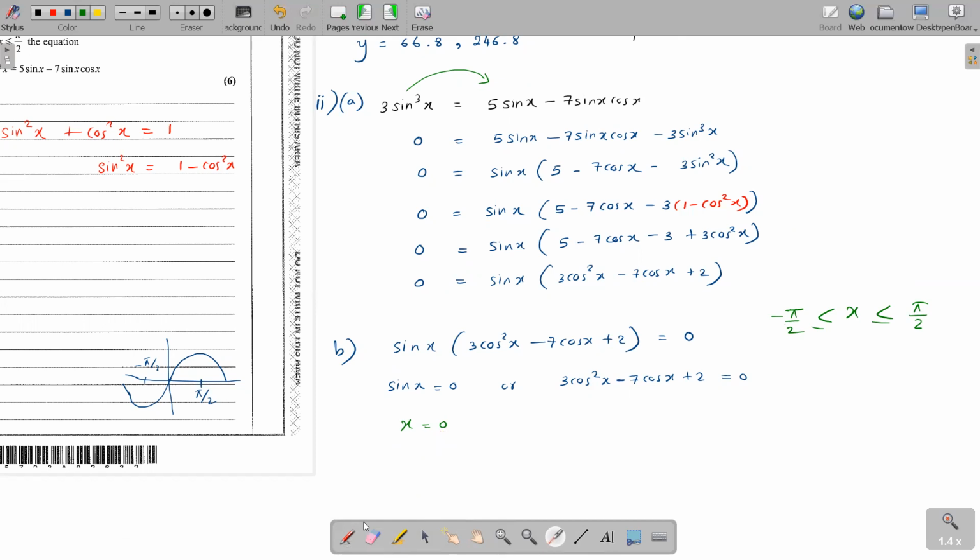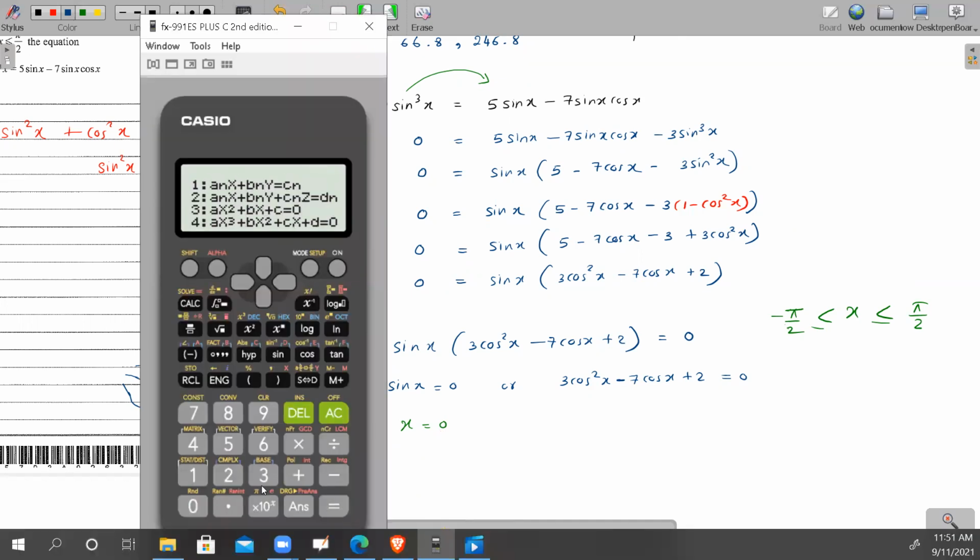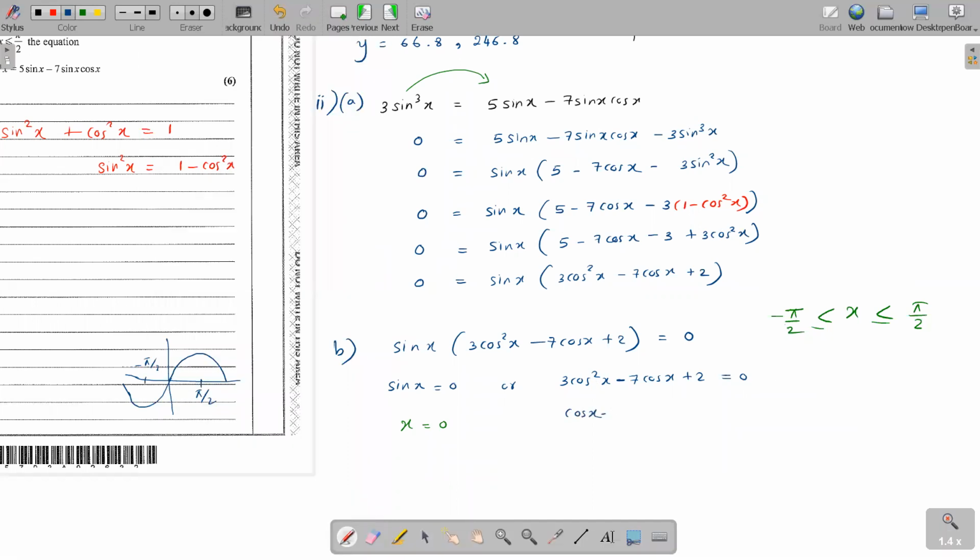Then the other factor, we'll have to solve. It's a quadratic equation, so we need to factorize: 3 cos square x minus 7 cos x plus 2. We get good factors here. So the roots are cos x equals 2 or cos x equals 1/3. Cos x equals 2 means cos x minus 2, and cos x equals 1/3 means 3 cos x minus 1. I hope you can understand the simplification. It's just a simple quadratic. So cos x equals 2 or cos x equals 1/3.